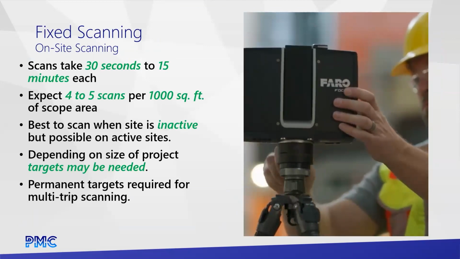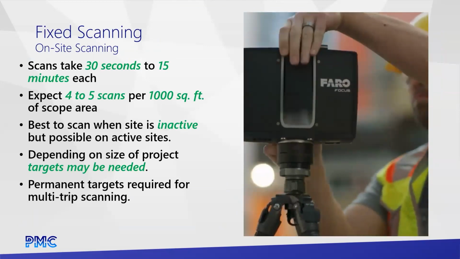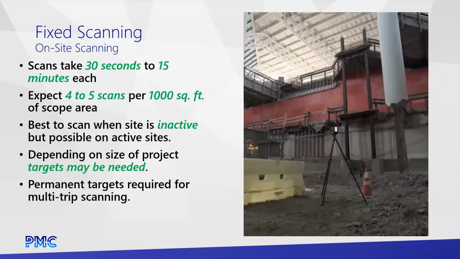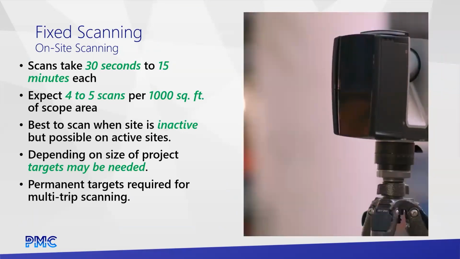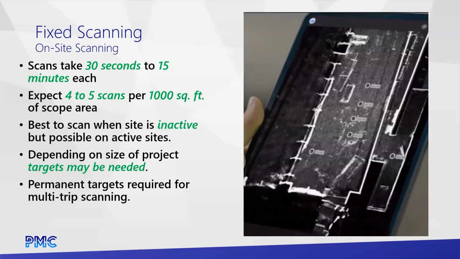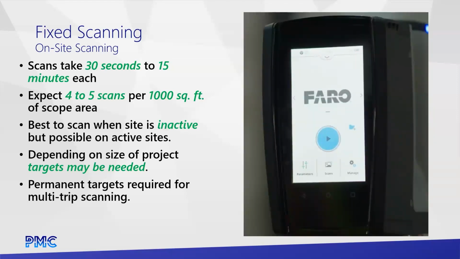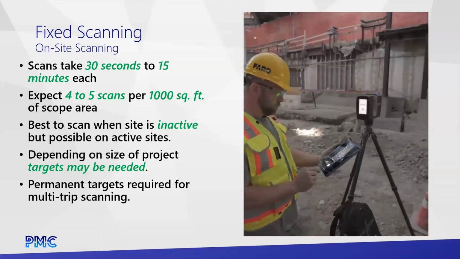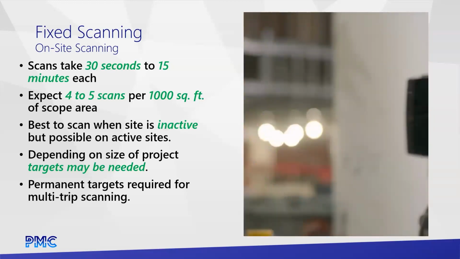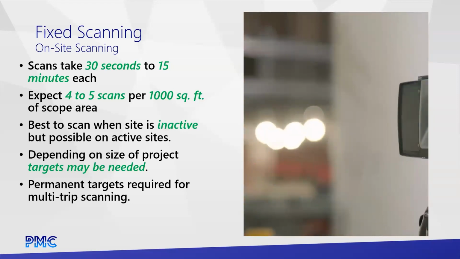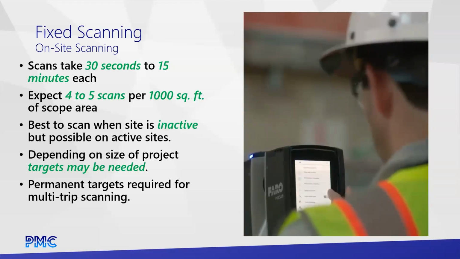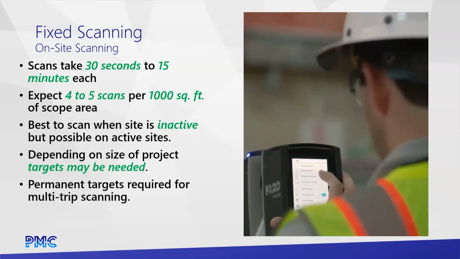Now, if we talk fixed scanning, this is a scanner that goes on a tripod. We're seeing one here on the right. These are individual scans. Nowadays, these scans can range from anywhere from 30 seconds to 15 minutes or even more per scan. You're going to need to do 4 to 5 scans per 1,000 square feet in most sites. Obviously, that can vary a lot depending on the breakdown of the space. If you have a lot of very small rooms, that number can go much higher. If it's a big open warehouse, the number goes much lower.